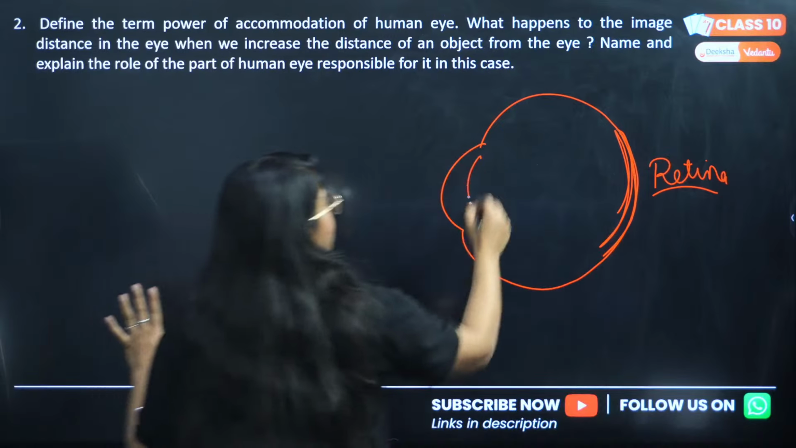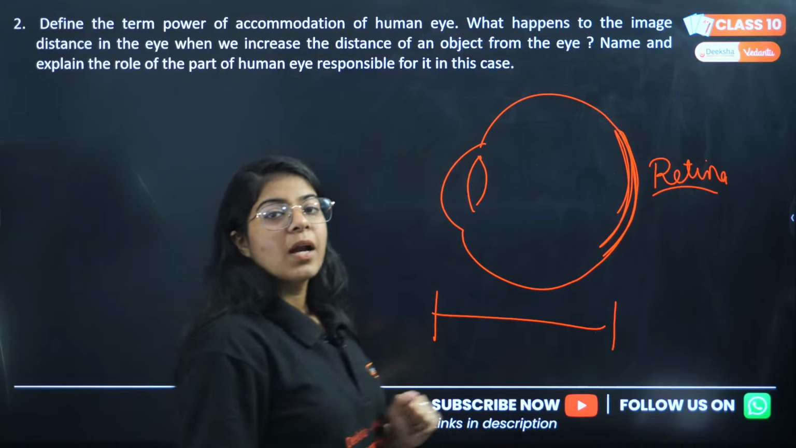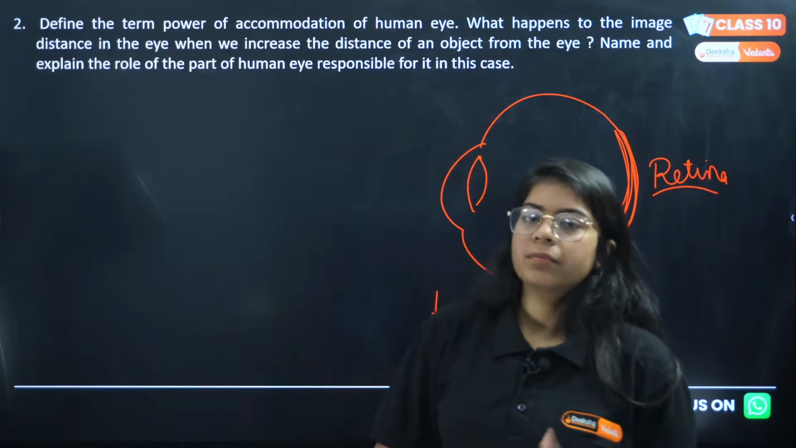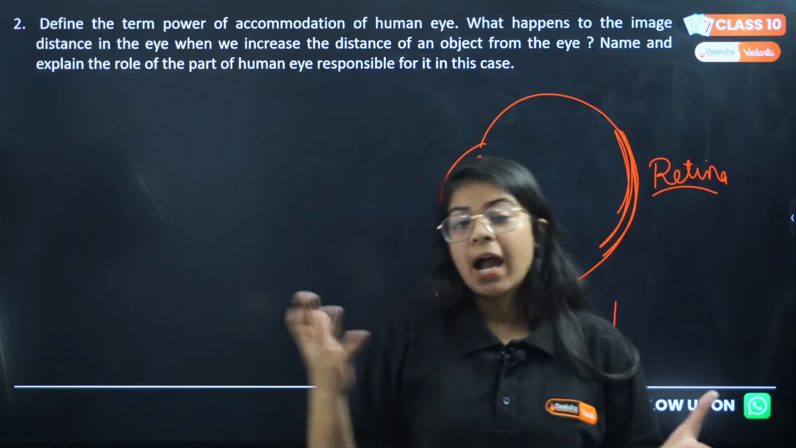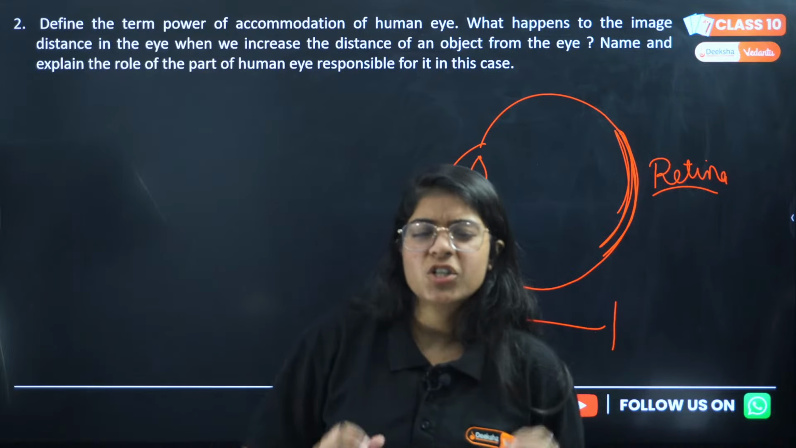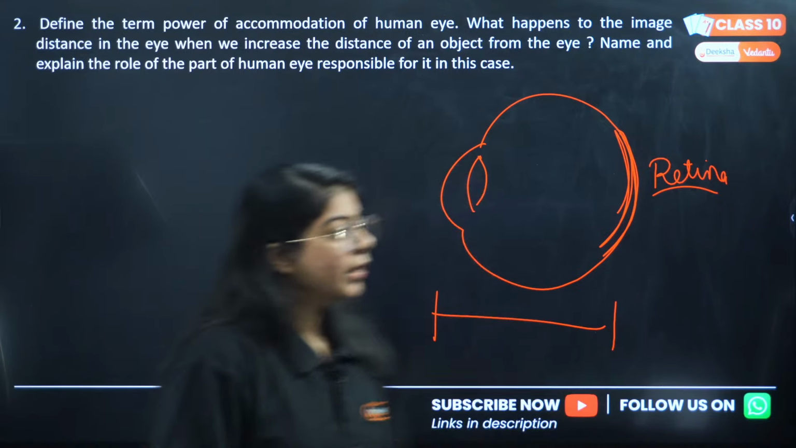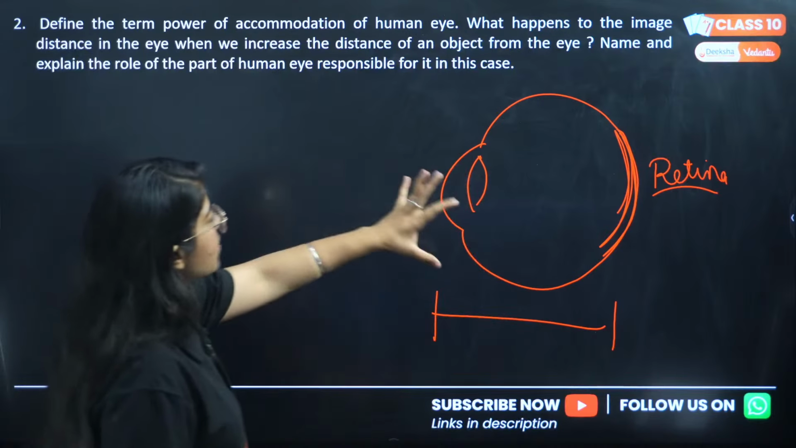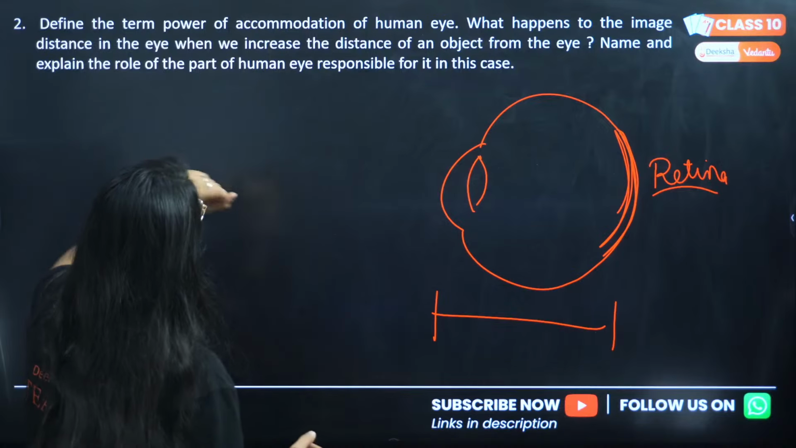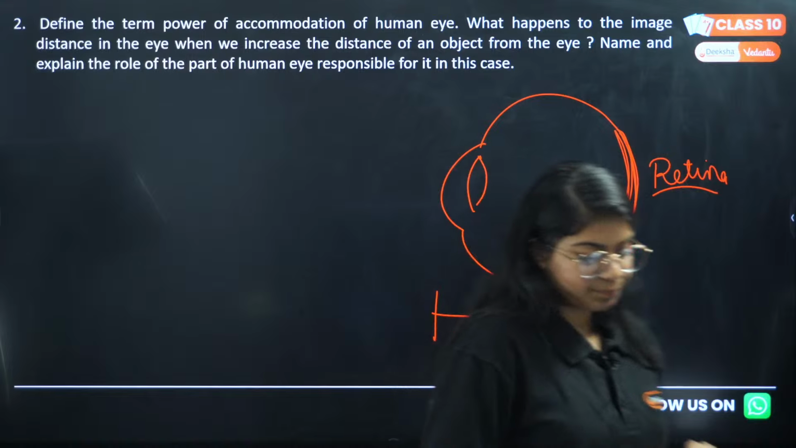Because this is the lens and this is the eye. Until there is some change in the eyeball length, the image distance won't change. And we studied in defects that the length of the eyeball can only change due to some accident or maybe age related issues. In normal circumstances, the image distance remains the same. Name and explain the role of the part of the human eye responsible for it in this case.